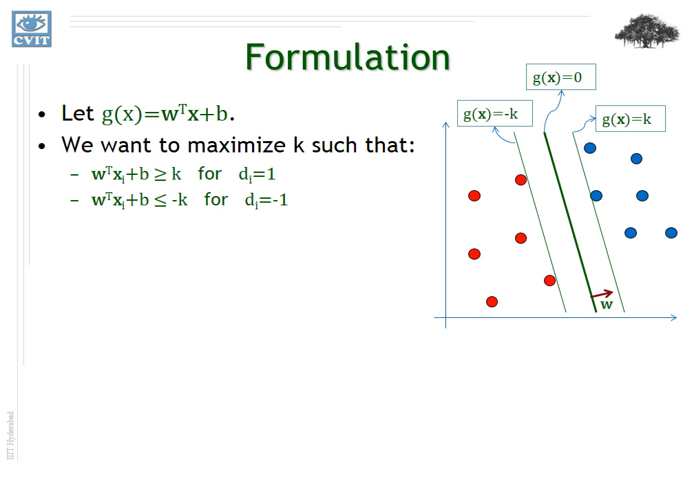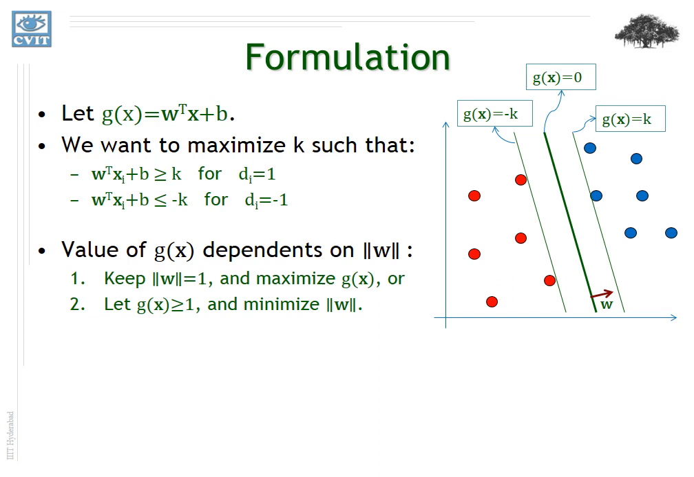Now what we want is to maximize the margin, or maximize k in this case, in such a way that W transpose xi plus b is greater than k for the samples of one class for which di equal to 1, that is the sign of the samples is plus 1, and for the second class we want W transpose xi plus b to be less than or equal to minus k for those samples for which di equal to minus 1. So di is the label of the samples, which is either plus 1 for one class and minus 1 for the second class.